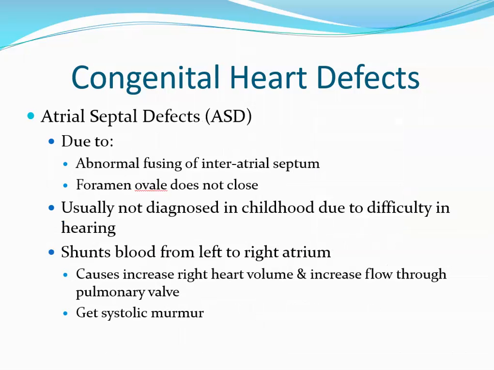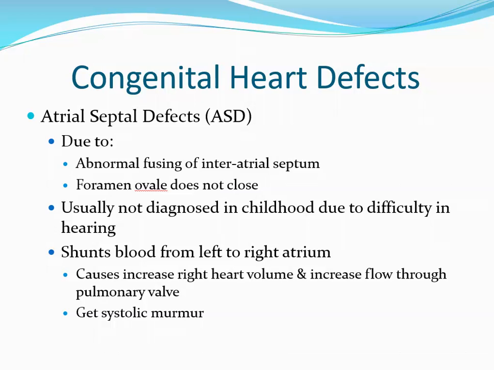Atrial septal defect is due either to an abnormal fusing of the interatrial septum during embryonic development, or it can occur when the foraminal valve does not close. The foraminal valve is an embryonic structure that allows a direct route to the left atrium, allowing blood to bypass the non-functioning lungs. Usually these are not diagnosed in childhood because they are often difficult to hear.